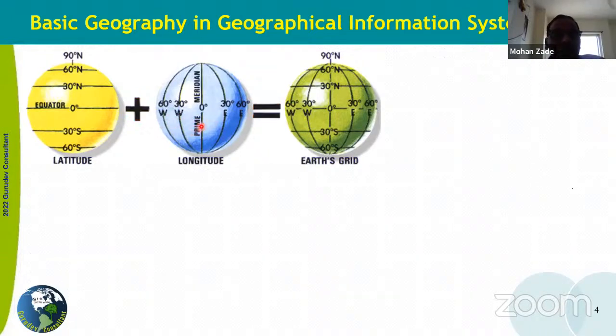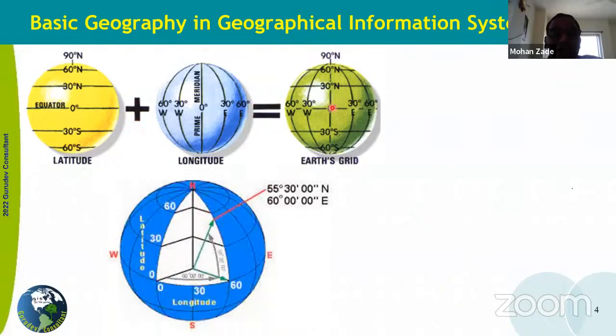So these are the notations that you must learn. Towards the right of the prime meridian is east, E, and towards the left of the prime meridian is west, W, and towards the north pole, it is always denoted as north, and then down it is south. So the combination of these two becomes the XY grid, that is called the Earth grid, which gives the position on the Earth in the form of latitude and longitude.